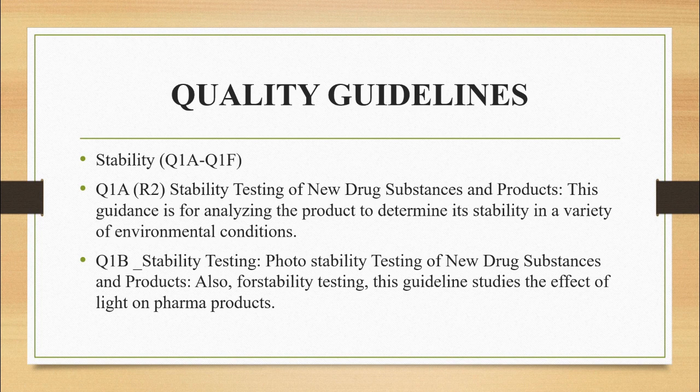Stability, which starts from Q1A to F. Q1A(R2), stability testing of new drug substances and products. This guidance is for analyzing the product to determine its stability in a variety of environmental conditions. Q1B, photostability testing of new drug substances and products. Also for stability testing, this guideline studies the effect of light on pharma products.